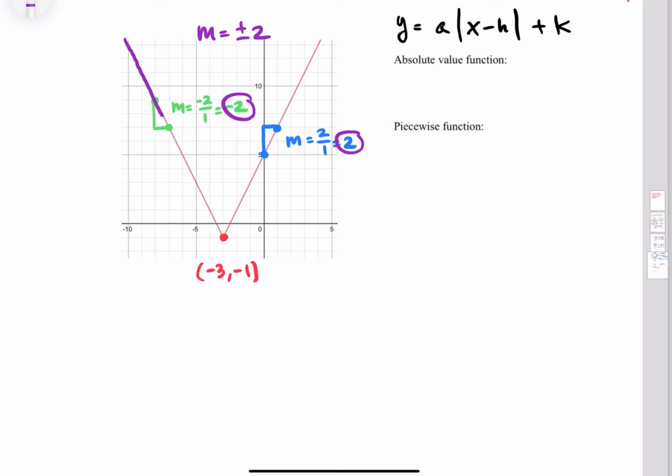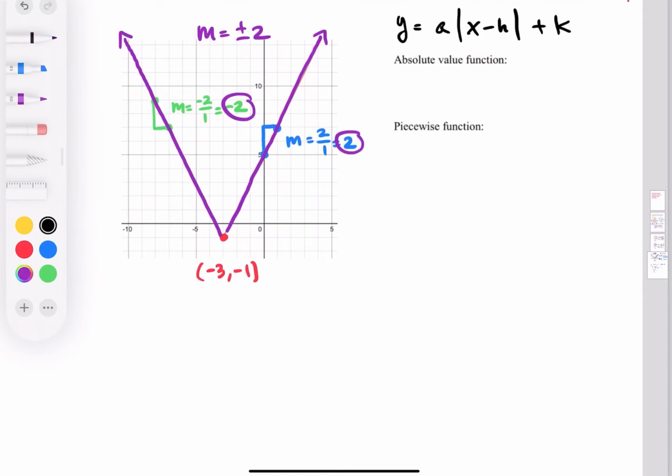Again, we have that V shape right over here, and we have our arrows. Since we have a shared point, a slope that is plus or minus the same value, in this case 2, and a V shape, we know we have that absolute value.